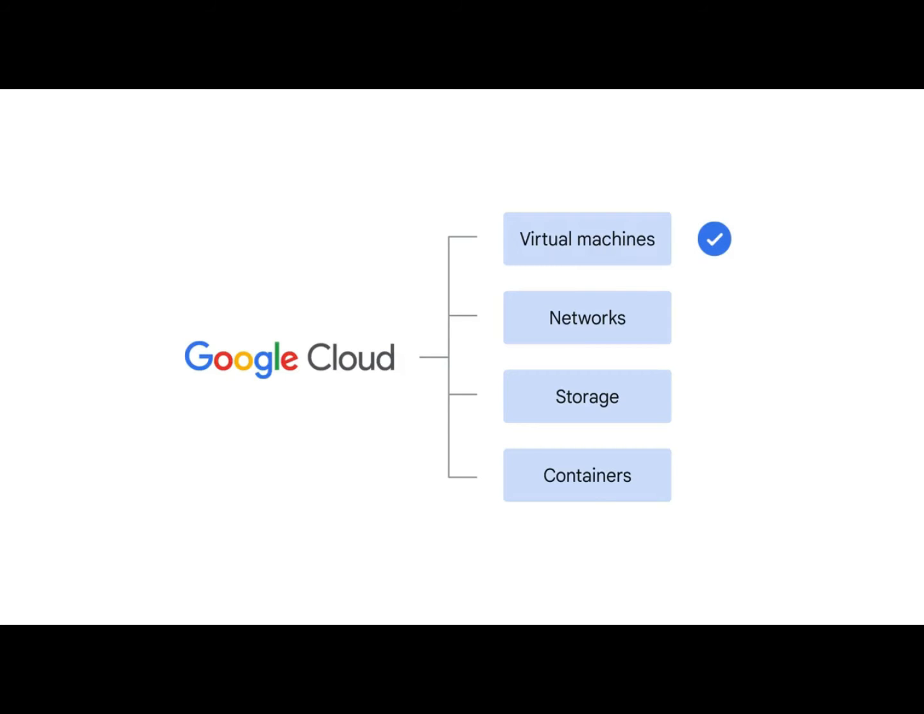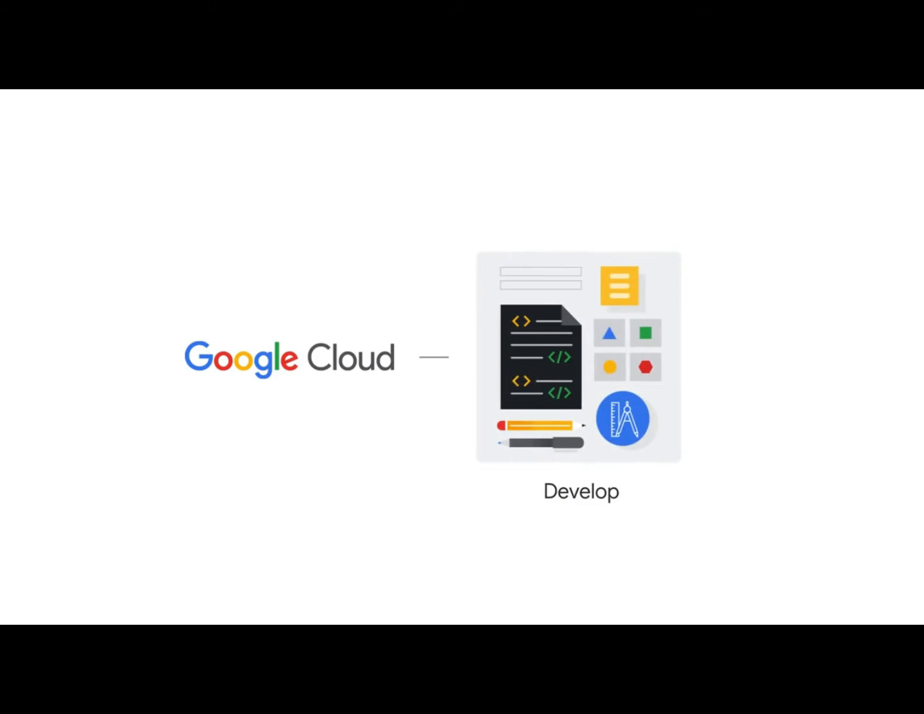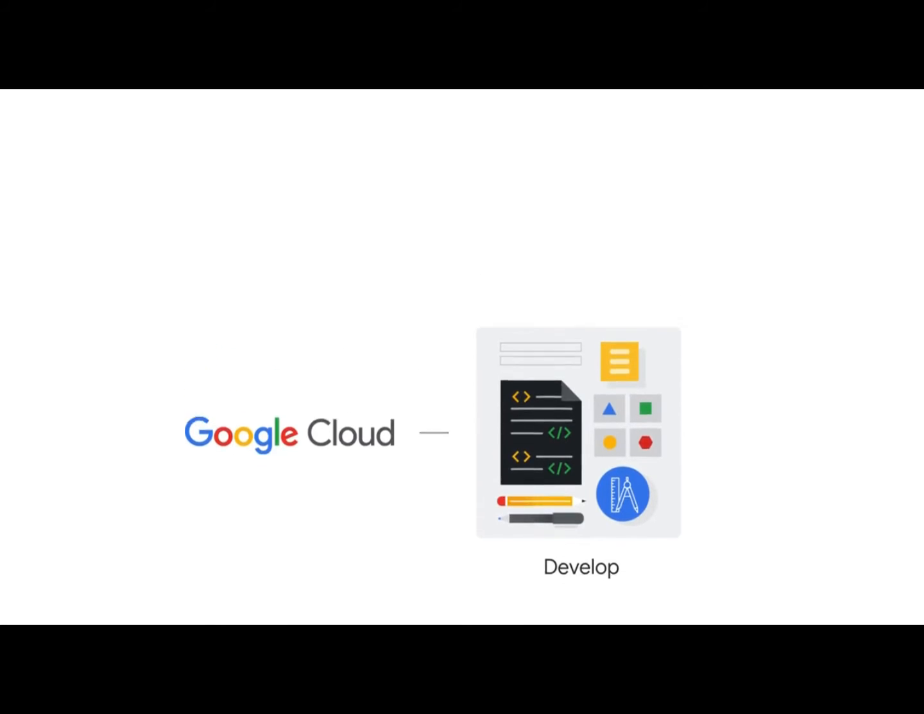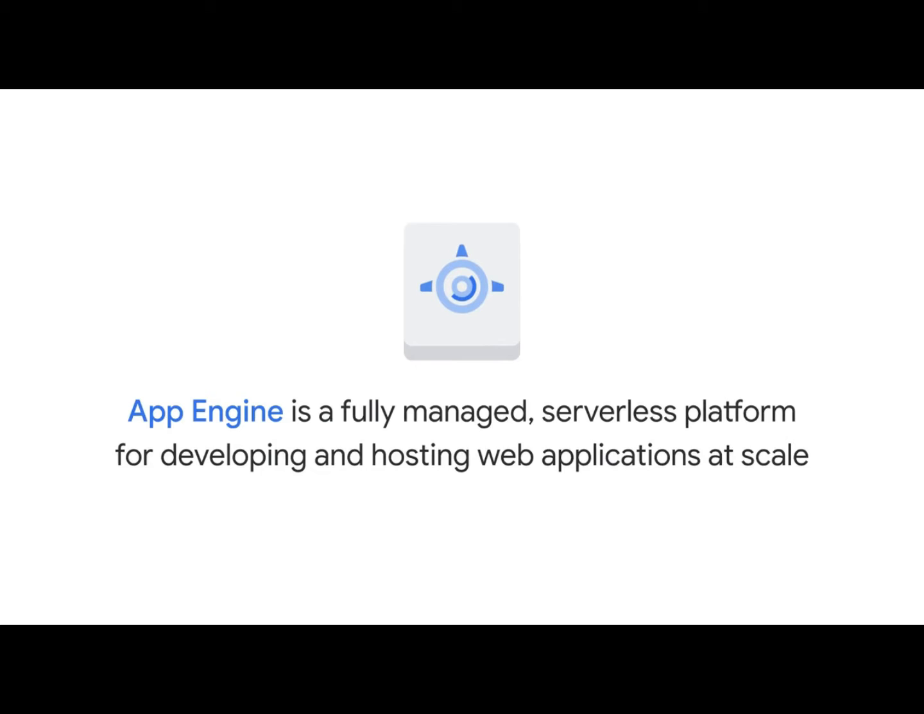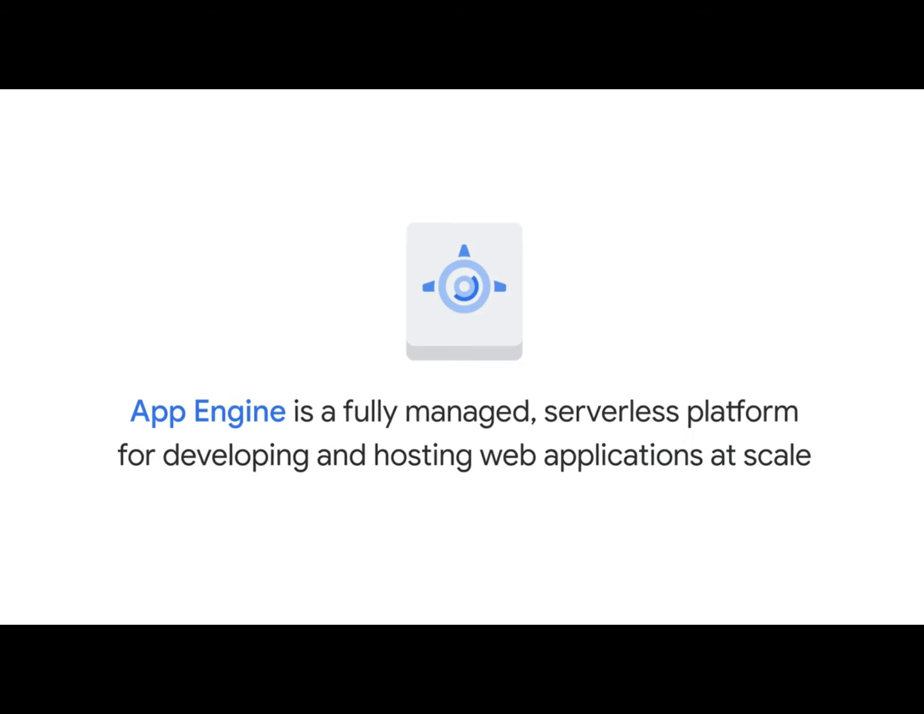So far in this course, we've provided an introduction to Google Cloud and explored the options and benefits related to using virtual machines, networks, storage, and containers in the cloud. In this section of the course, we'll turn our attention to developing applications in the cloud. We'll begin with App Engine, which is a fully managed, serverless platform for developing and hosting web applications at scale. So, how does it work?